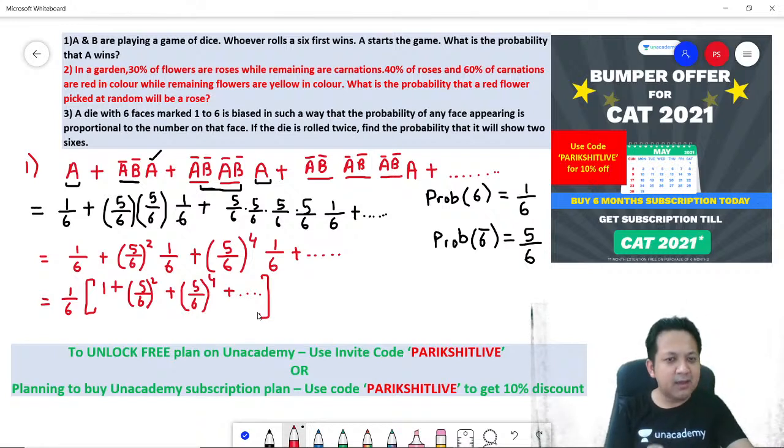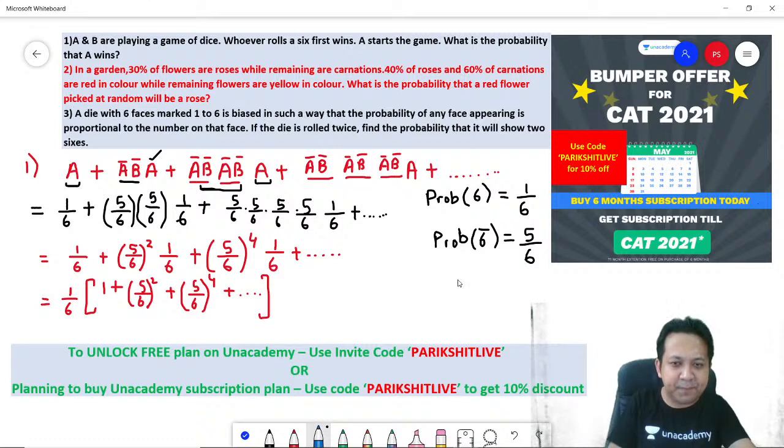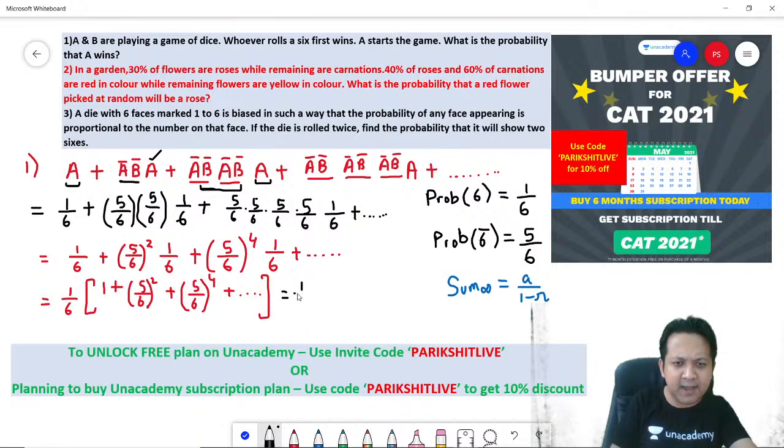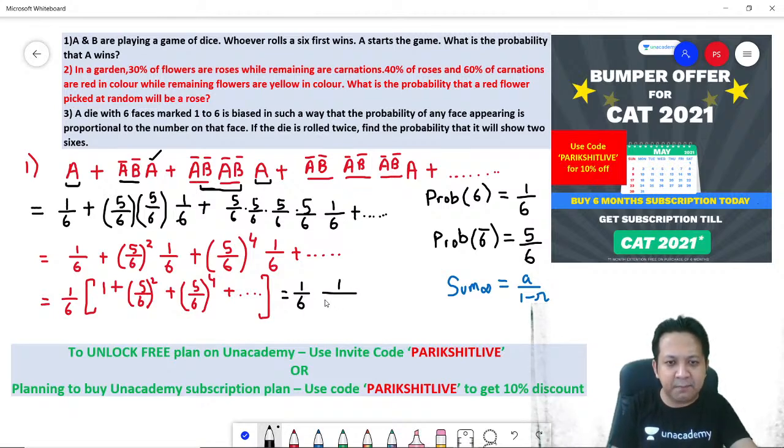Correct? I hope you remember what is the formula for an infinite GP. Sum of an infinite GP, can you recollect, is A divided by 1 minus R. What is A? A is the first term. What is R? R is the common ratio. So just substitute the formula here. So 1 by 6 into the sum of an infinite GP. So the sum is A, the first term, 1, divided by 1 minus R. What is R? Common ratio.